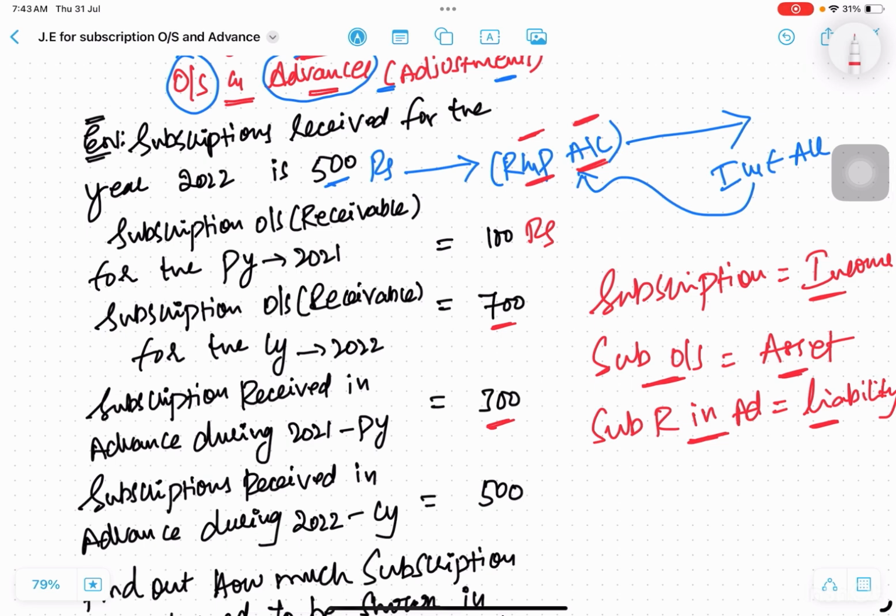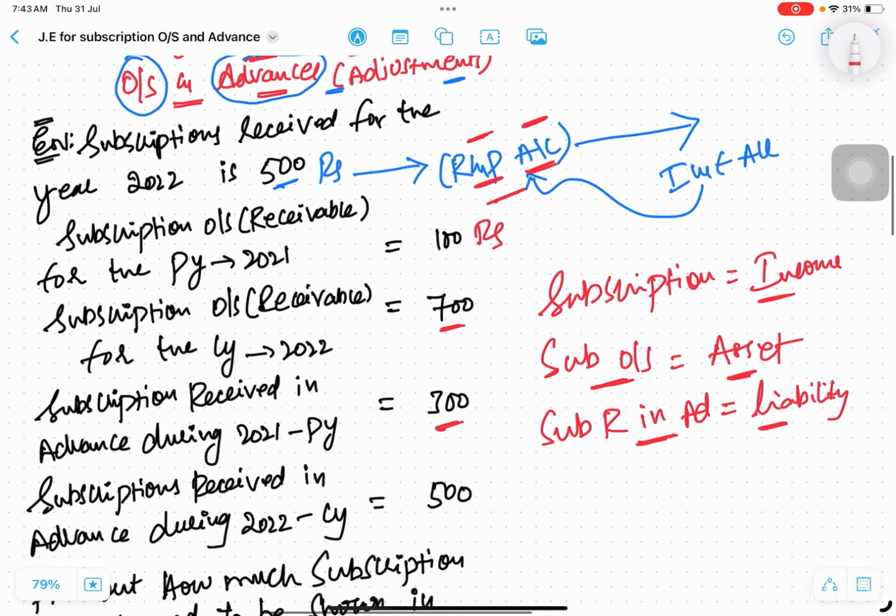That means total subscription you received during the year is 500 rupees. It doesn't matter whether this 500 rupees relates to 2022 or not. Entirely I received 500 rupees. That's it. Where will you show that information? Receipts and payments account. As you all know, in the NPO chapter they will give receipts and payments account information and they will ask you to generate the income and expenditure account information or vice versa.